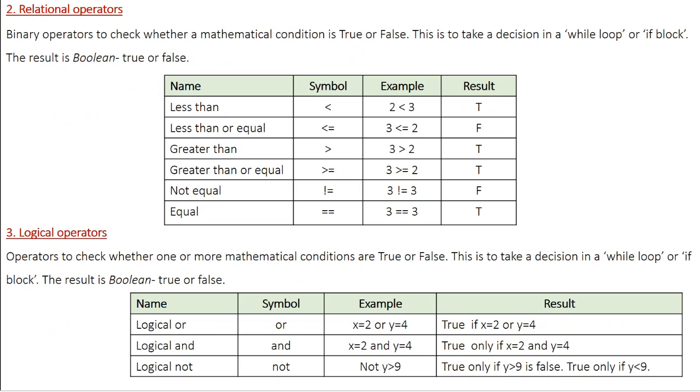Moving on to relational operators, these are binary operators to check whether a mathematical condition is true or false. Usually these operators are used in while loops and if blocks to take a decision, right? You know how an if block works, right? You check for a condition. If the condition is true, you execute a certain set of instructions. If the condition is false, you execute another set of instructions, right?